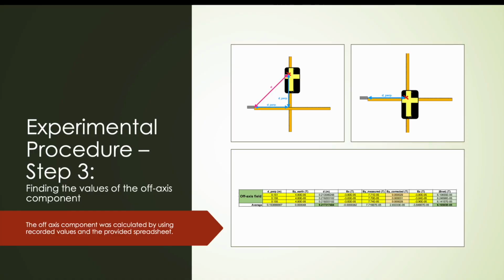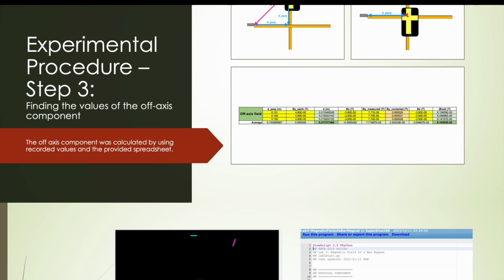Experimental procedure, step 3, finding the values of the off-axis component. The off-axis component was calculated using the recorded values and the provided spreadsheet. Listed above, you can see a graph of what we are trying to graph and a diagram of it, as well as, below, the calculated results using the measured values.